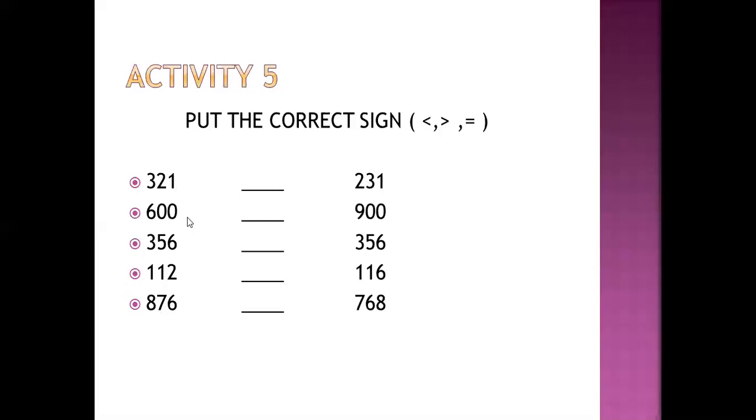The second number, 600, and on the right hand side, it is 900. The third one, 356 on my left hand side and 356 on my right hand side. The fourth number, 112 and 116. And the last number, 876. And on the right hand side, 768.